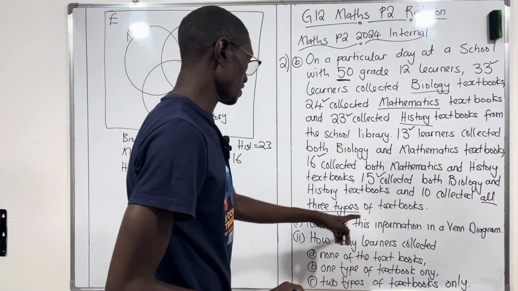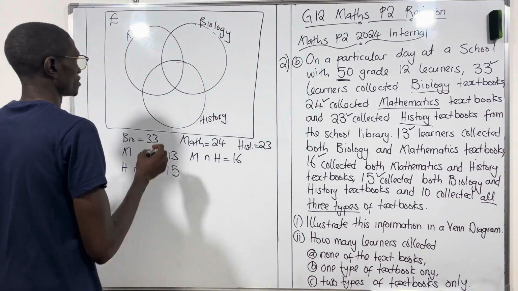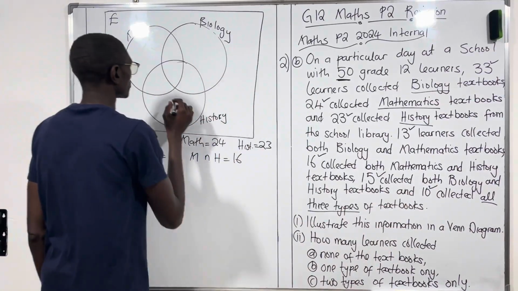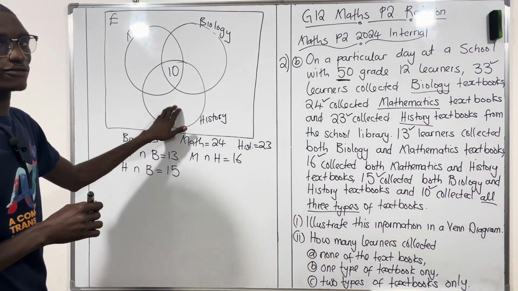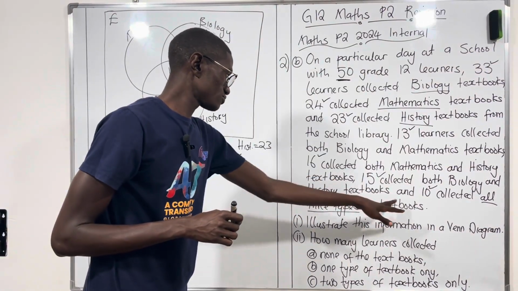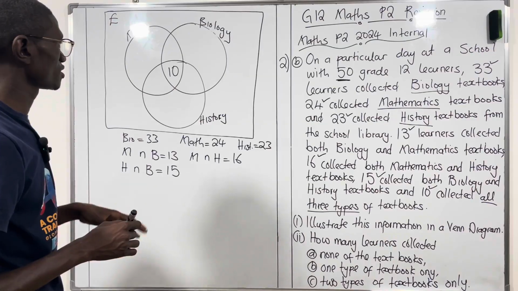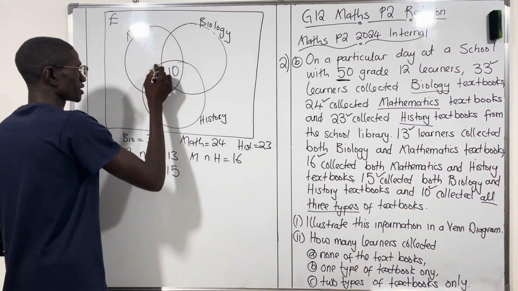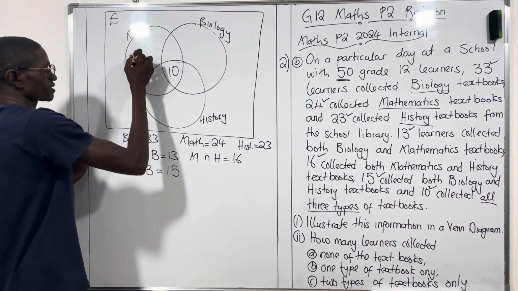Okay, and then 10 collected all three types of textbooks. So our 10 is going to come right here in the center because this is the intersection for all three sets. Once you plug in the 10, you can now start subtracting and finding the values for the other parts of the intersections. So now we can start with this one, that one, or that one. Let's start with the intersection for mathematics and history.